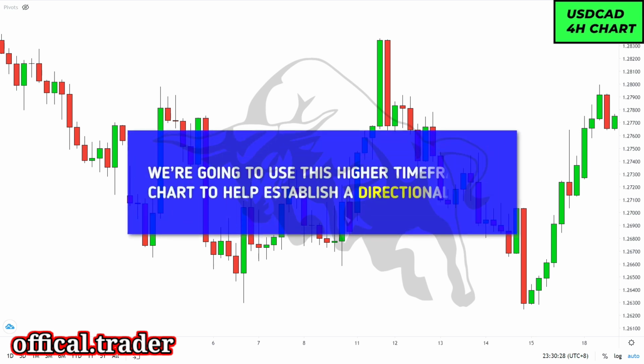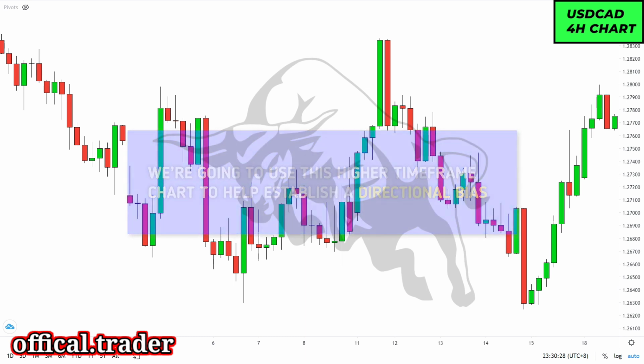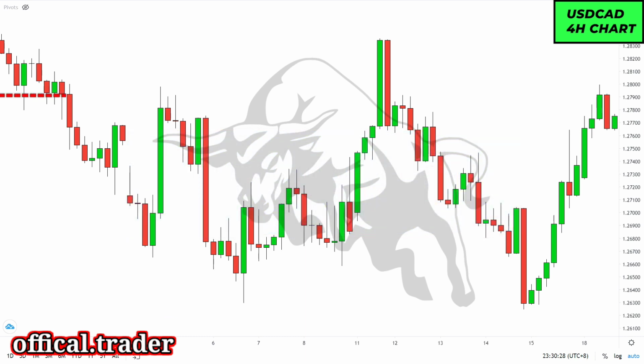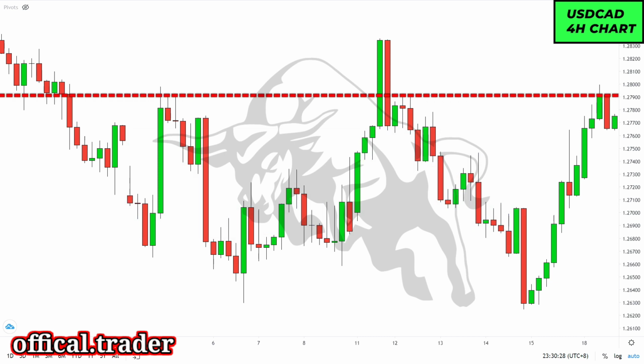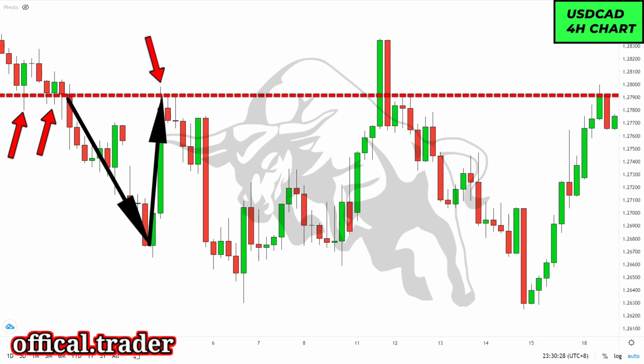We're going to use this higher time frame chart to help establish a directional bias, which we can combine with the pivot points on the intraday chart to find a trade entry. So we currently have a level of resistance above price here. This level acted as support initially when we saw 2 rejections from price. Then price broke through and tested the level from underneath shortly after, where this level now acted as resistance.